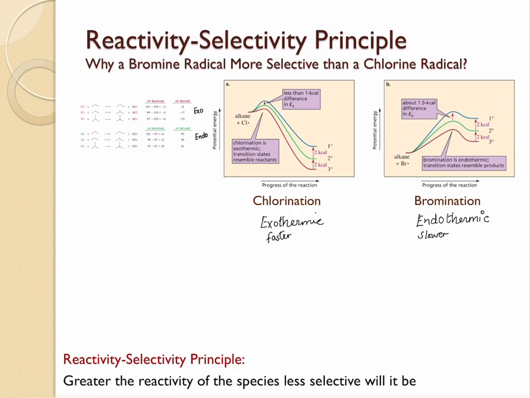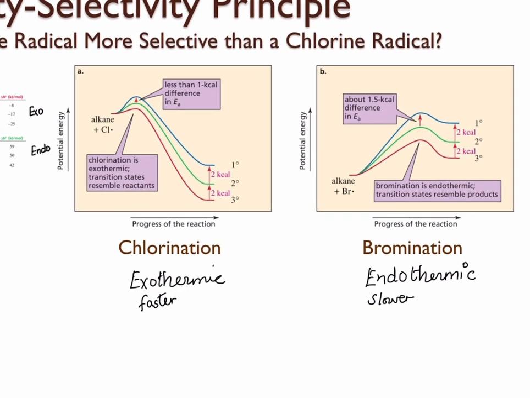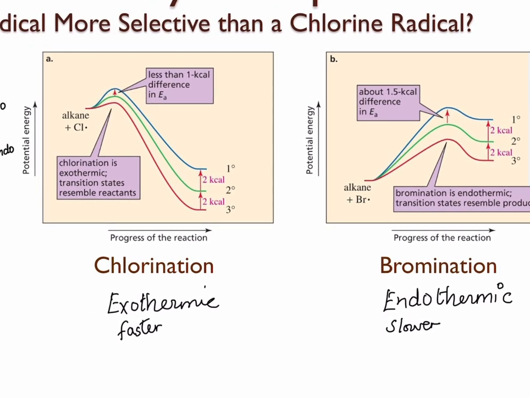Here is the third piece of information that we can have from the reaction coordinate. We know that chlorination is an exothermic reaction. We also know, according to Hammond's postulate, that the energy of the transition state in an exothermic reaction is going to be closer to the energy of the reactants. And you can see there is no significant energy difference between the activation energies for the formation of the primary, secondary, and tertiary radicals. But in the case of bromination, we know that it is an endothermic reaction.